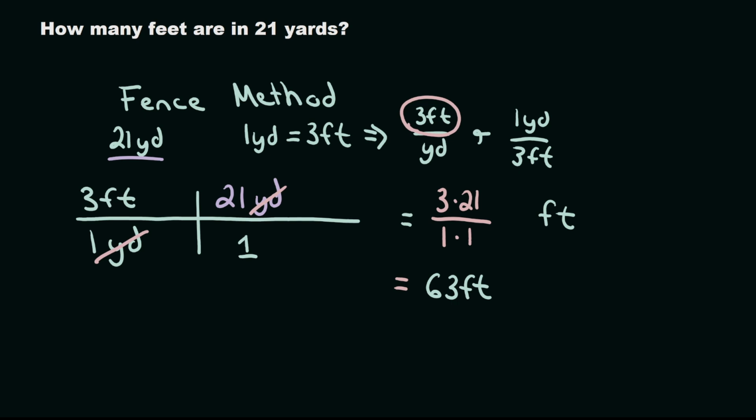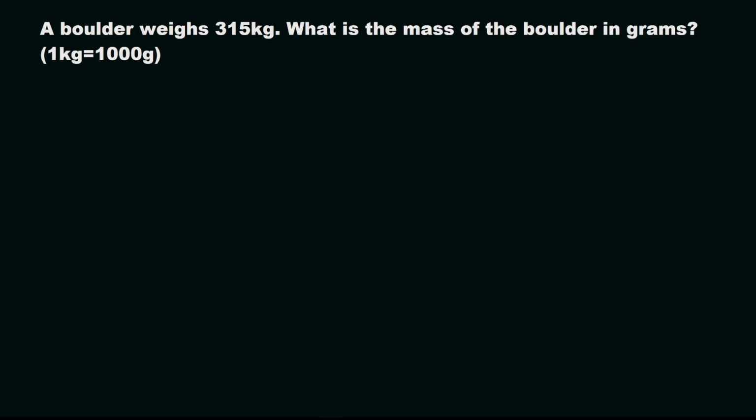Now that was a very long explanation of how to go through this method. We'll be much quicker with the next practice problems. But essentially the idea is to cancel out units that you don't want and be left with the unit that you do want. For our next problem here, a boulder weighs 315 kilograms. What is the mass of the boulder in grams?